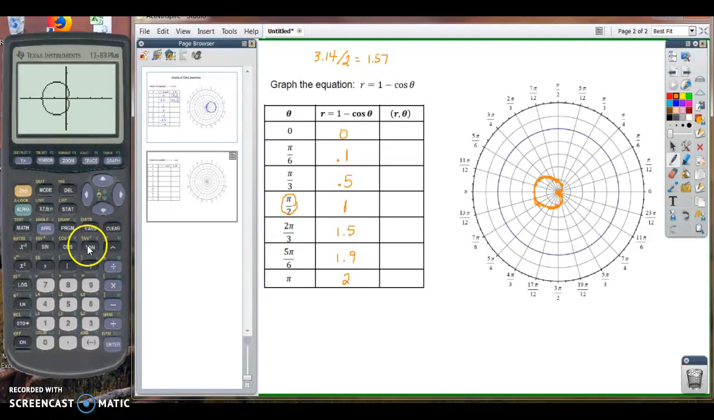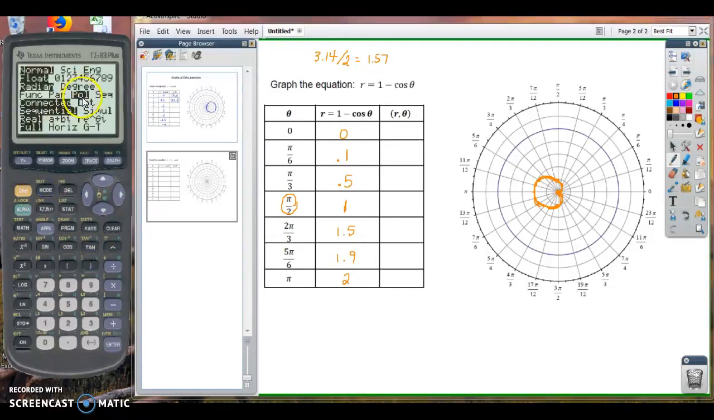Quick review. Mode: you want to make sure you're in polar mode, that's the fourth option down. And you want to make sure you're in radians. Then when you set up your table, make sure your table goes up in increments of pi. I did pi over 6; you could do pi over 12, or whatever increments you want. If you hit second window, start your table at 0, and that little triangle means the change in the table, how much you want to go up by. Again, you can just put in pi divided by 6, and it'll change that to a decimal for you.